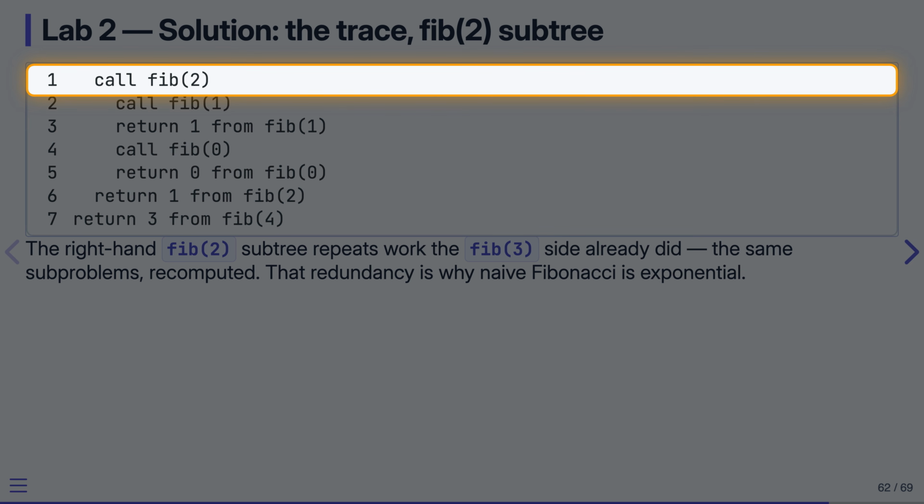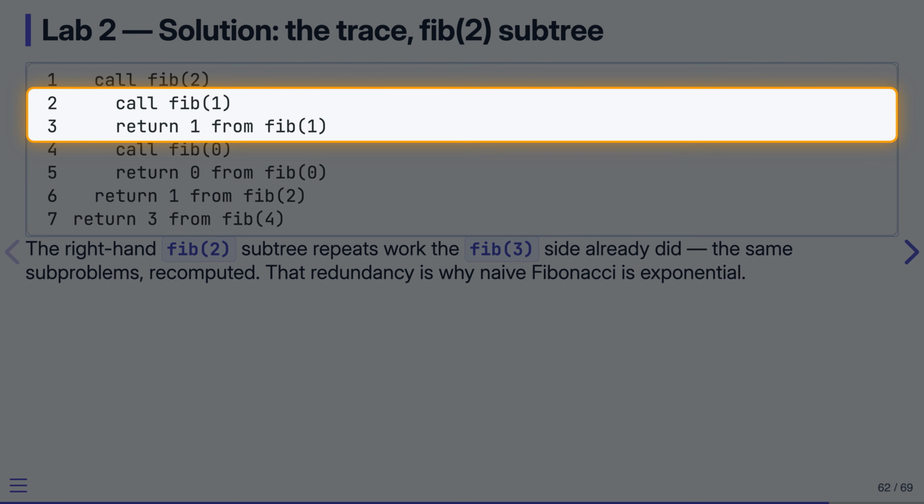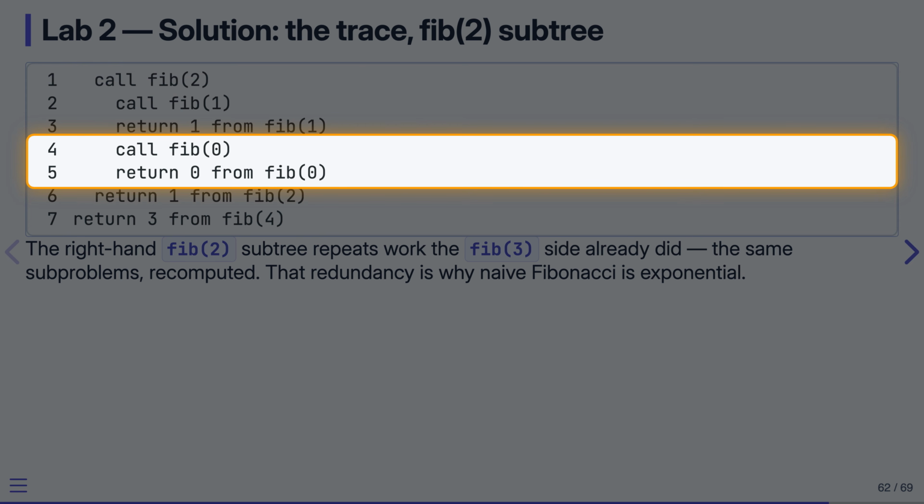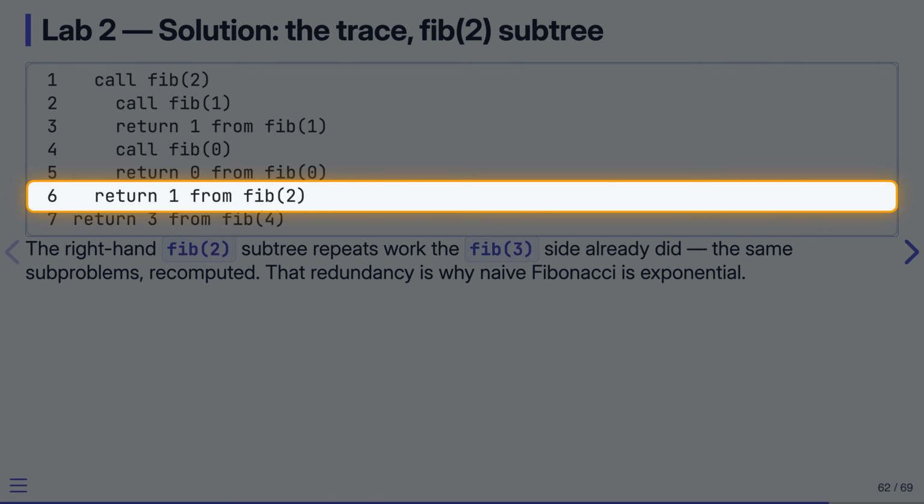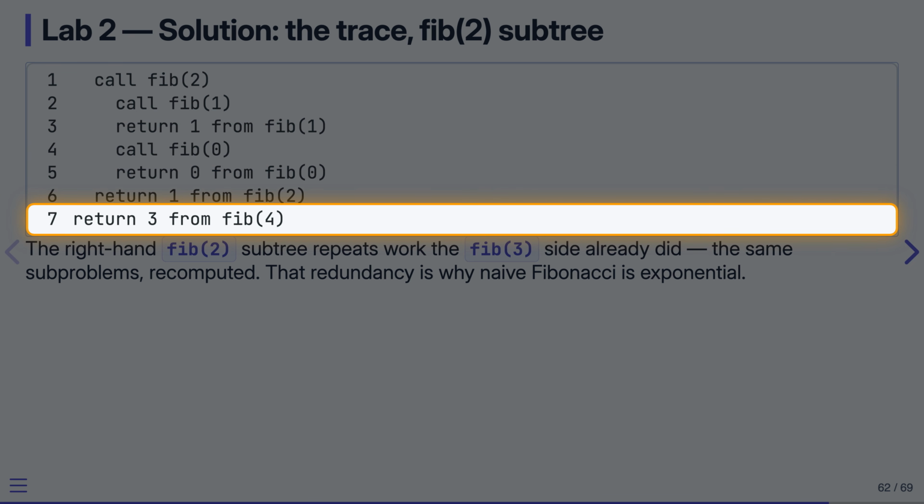Here is the rest of the trace. Fib of 4 now makes its second call, fib of 2. This fib of 2 calls fib of 1, which returns 1. Then it calls fib of 0, which returns 0. So this fib of 2 returns 1 as well. And finally fib of 4 adds 2 plus 1 and returns 3.